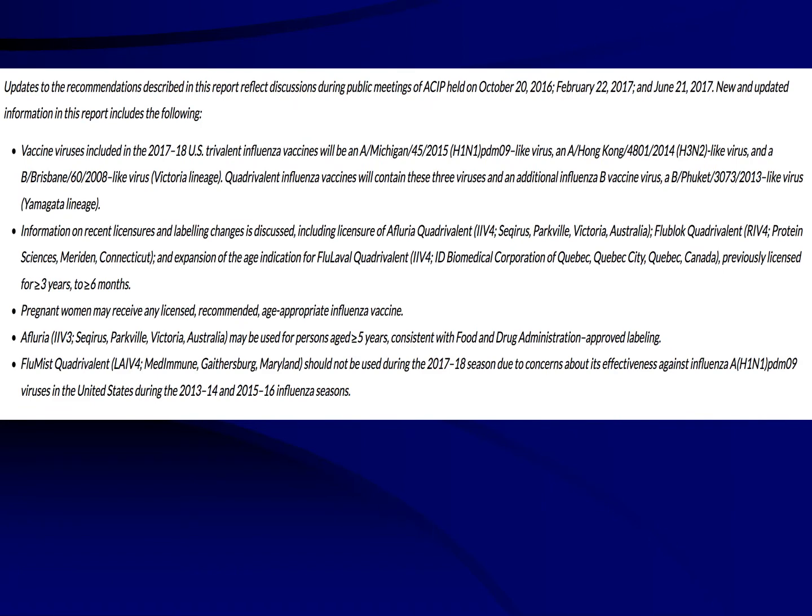So this is the recommendation for this fall, and it tells us that the trivalent vaccine contains a Michigan 45 2015 H1N1, an A Hong Kong, and a B Brisbane. You can also see that the quadrivalent influenza vaccine contains an additional strain of influenza B. So again, the MMWR is an excellent source for current recommendations on those topics that are handled by the CDC.